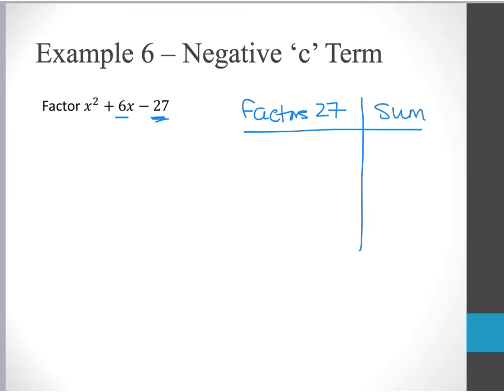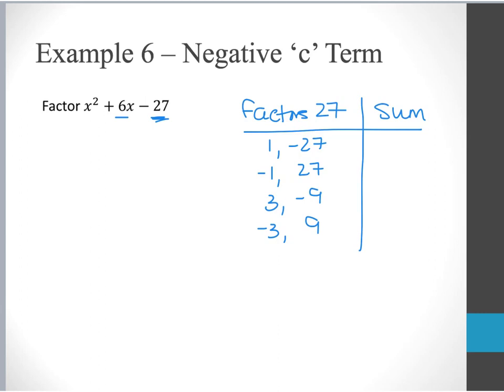So I have my factors of 27, and I want to look at their sums. Because I have a negative c value, I know that one has to be positive, one has to be negative. So I have a positive 1 and a negative 27, a negative 1 and a positive 27. We can go 3 and a negative 9, or negative 3 and a positive 9. And that should actually be it for factors.